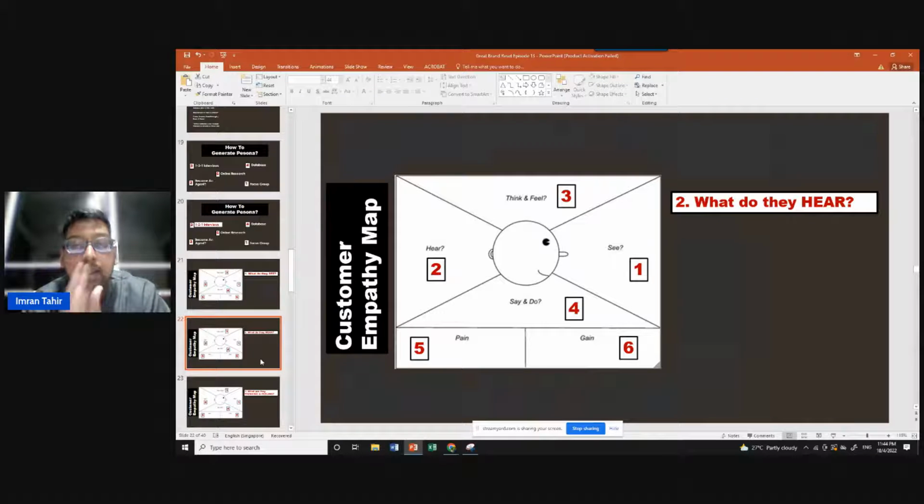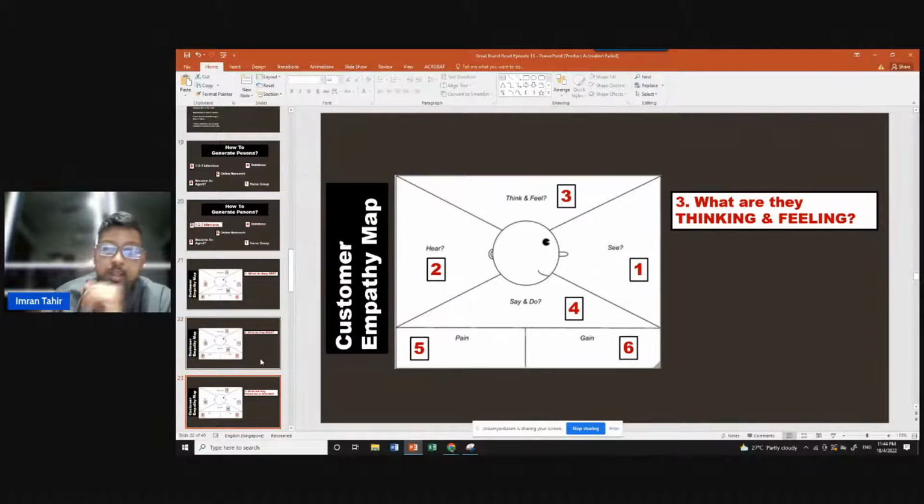And comes to part number 3. How does it make them feel about what they're hearing and seeing? And what are they thinking? What kind of ideas or strategies are they thinking about? How do they feel about the latest development?